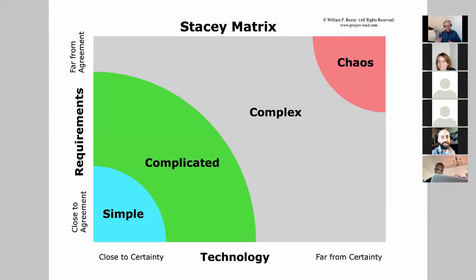And then further up and to the right in the complex region, we have a situation which is just too unpredictable, and the traditional project management, the predictive approach, just is not going to work, and we need to find a different approach. And that's where the different flavors of adaptives come in: iterative and incremental, as well as agile and hybrid.